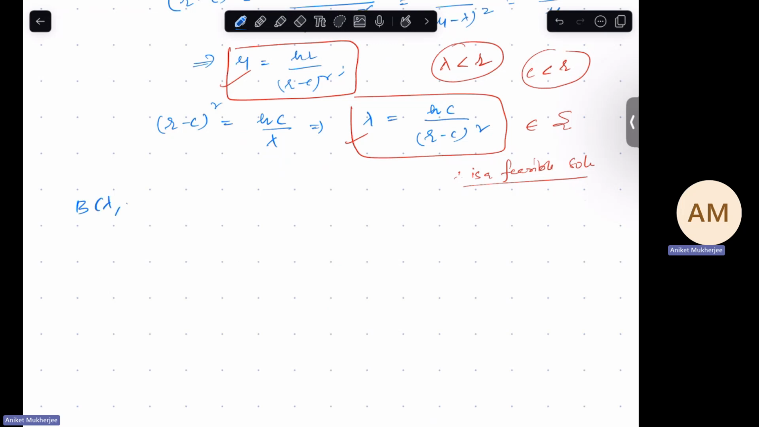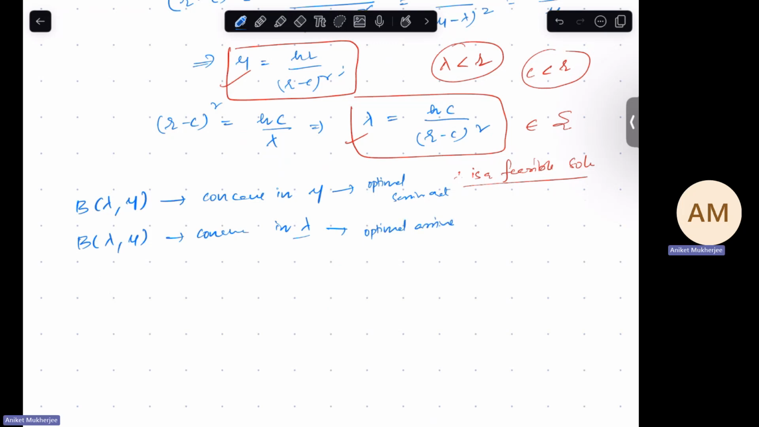So we have seen that B of mu, lambda is concave in mu from the previous section, and B of lambda, mu is concave in lambda. Right, this is from optimal service rate, and this is from optimal arrival rate. But important note, we need to make sure that it is jointly concave. Without that, we can't be sure that it is the local maximum. Okay.